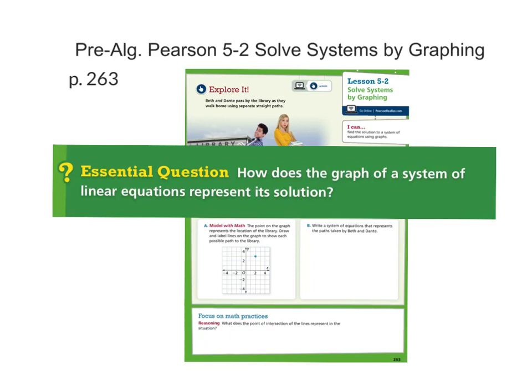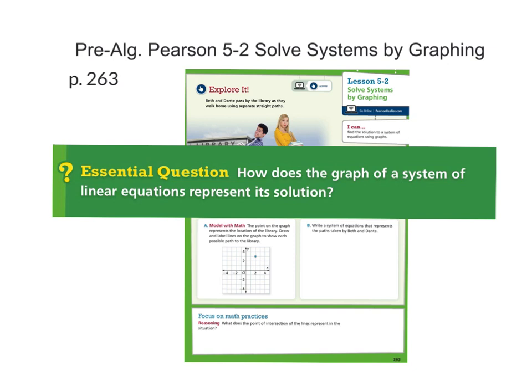Page 263, lesson 5.2 is on solving systems by graphing. So the question is, how does the graph of a system of linear equations represent its solution? In the previous section, we were more just analyzing the slopes and the y-intercepts and telling whether we were going to have any solutions or not. In this section, we're going to be looking at graphs and actually finding what the solutions of the system of equations are.